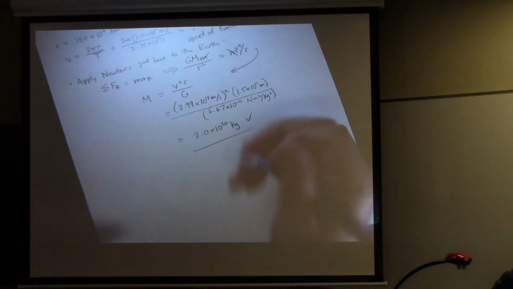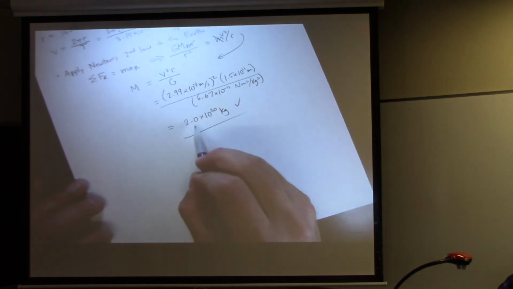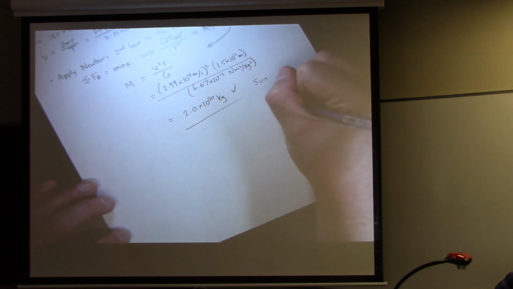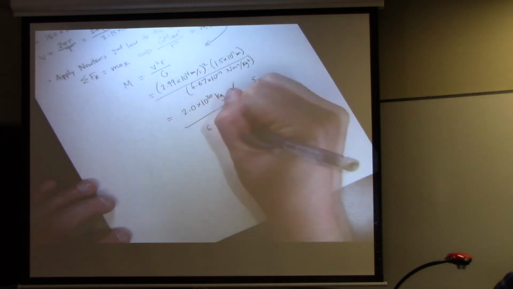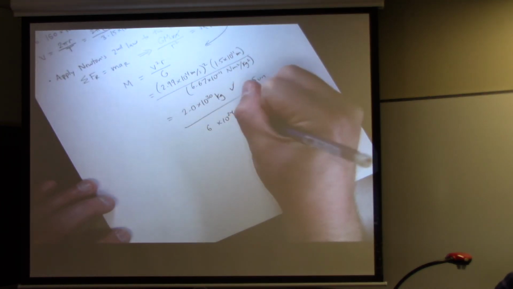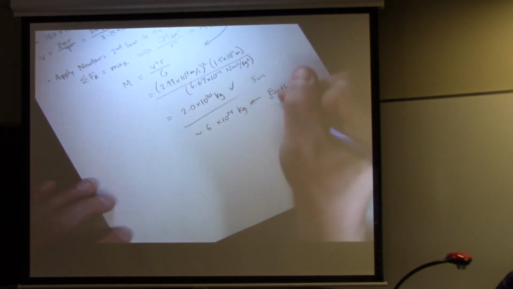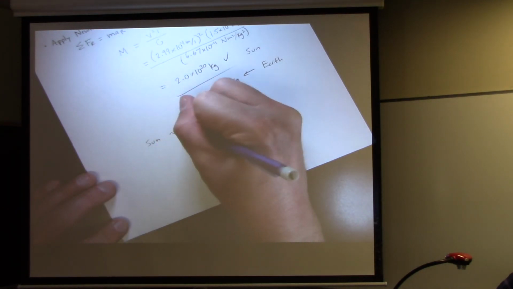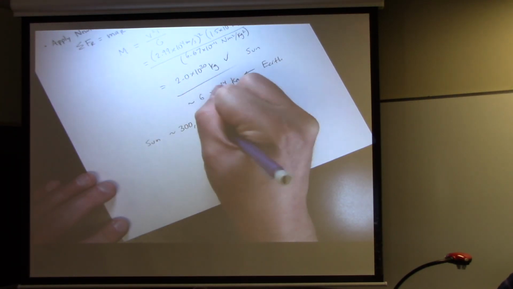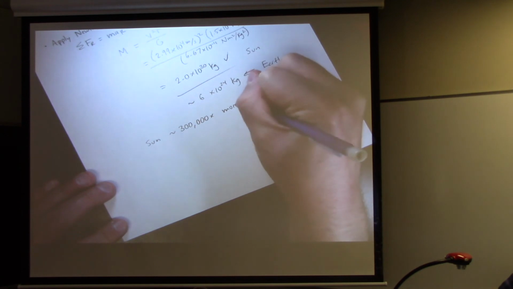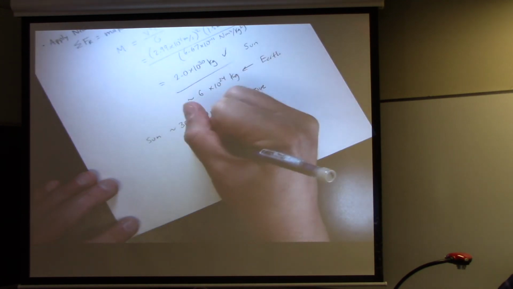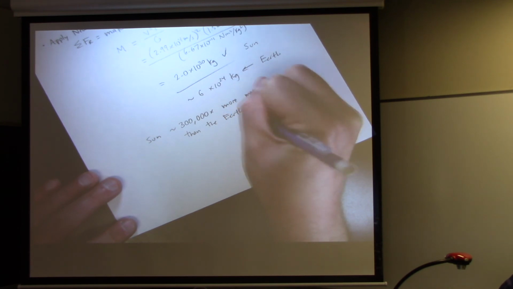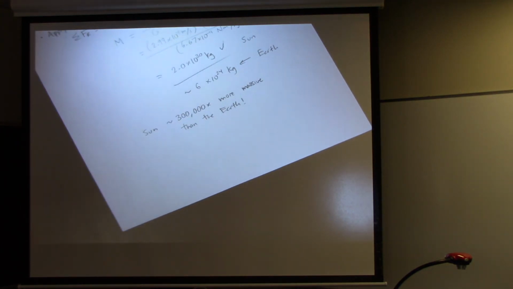And if we compare this to the mass of the Earth, okay, so here, this is for the Sun. For the Earth, again, we have about 6 times 10 to the 24. So the Sun is about 300,000 times more massive than the Earth.